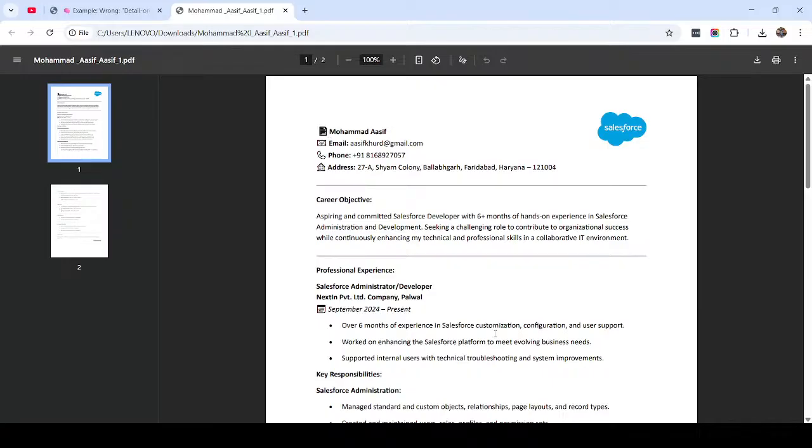First thing, please try to mention your designation, whether you are a Salesforce administrator or developer. Again, I told you people are using icons in their resume, so there is no need for icons. Instead, you can make your name bold with a slightly bigger font. There is also no need for an address in your resume. And for the career objective, this is quite a generic one. Try to make it a little more impressive.